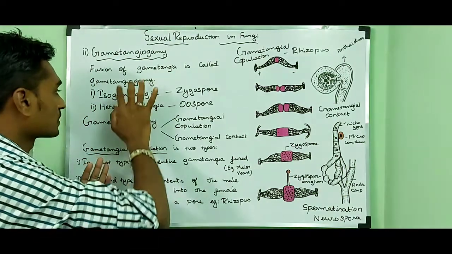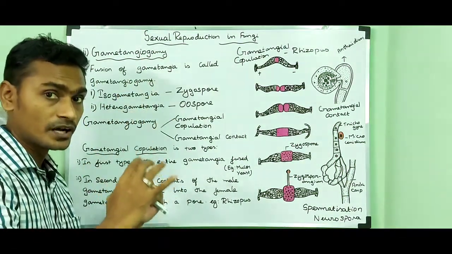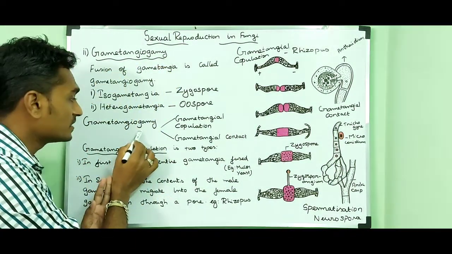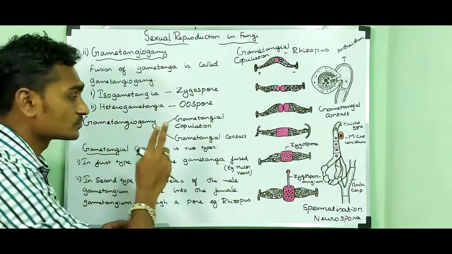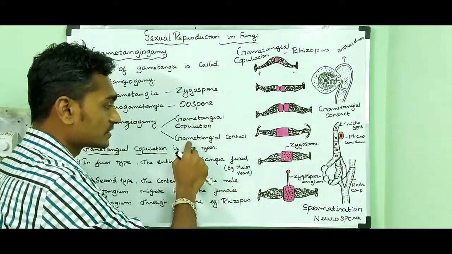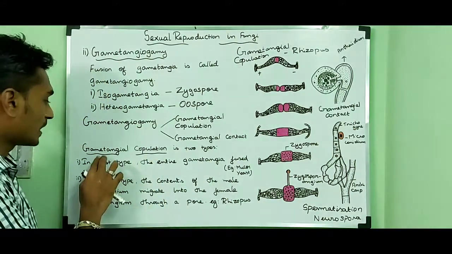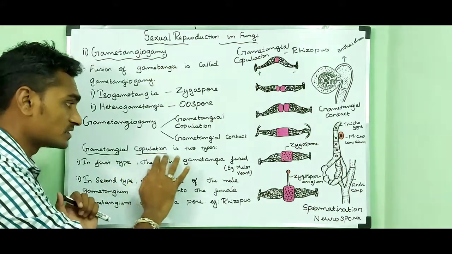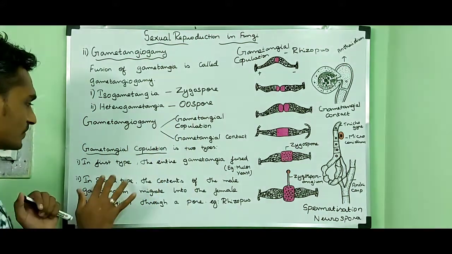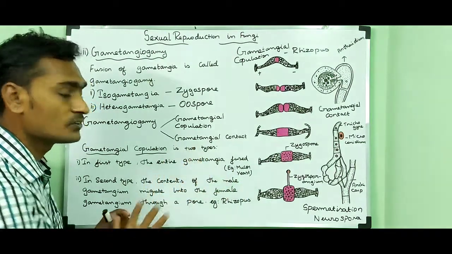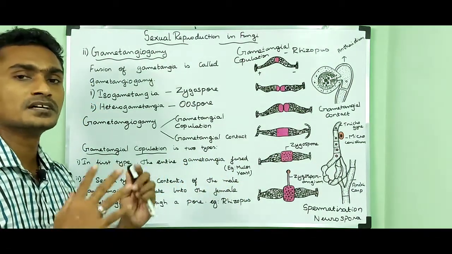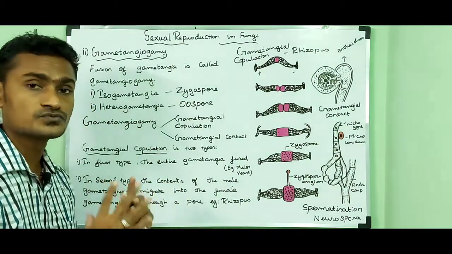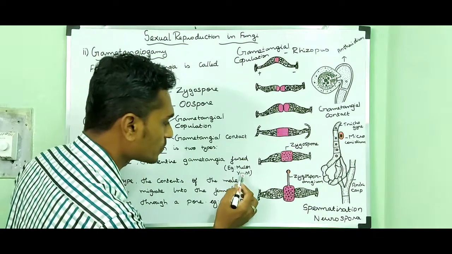So that's all about isogametangia and heterogametangia. Now I am going to tell about gametangiogamy. Gametangiogamy can be classified into two types: gametangial copulation and gametangial contact. Gametangial copulation is of two types, so please don't get confused. In the first type, the entire gametangia fuse to form the zygote. For example, mucor and yeast.